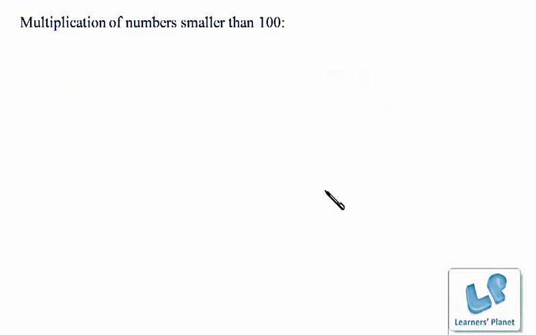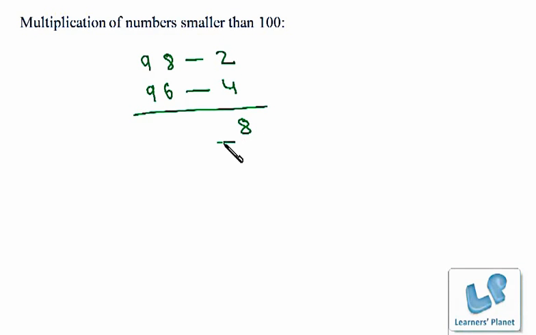Let us take for example 98 and 96. This is minus 2 and this is minus 4. Now we multiply these two numbers, we get 8. But friends, we need 2 digits over here because 100 has 2 zeros. So what we're supposed to do is put a 0 in front. Just keep in mind that when the multiplication of these two numbers is only 1 digit, we're supposed to put a 0 in front.